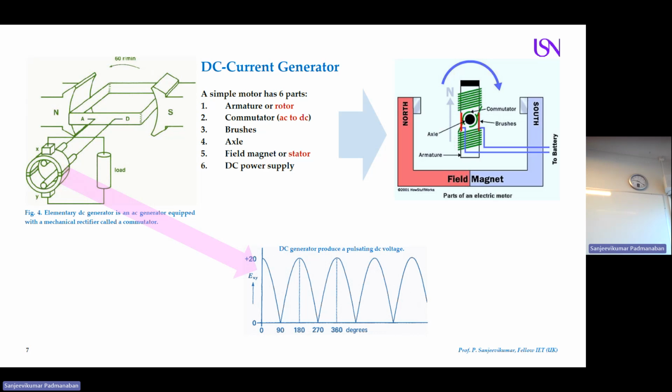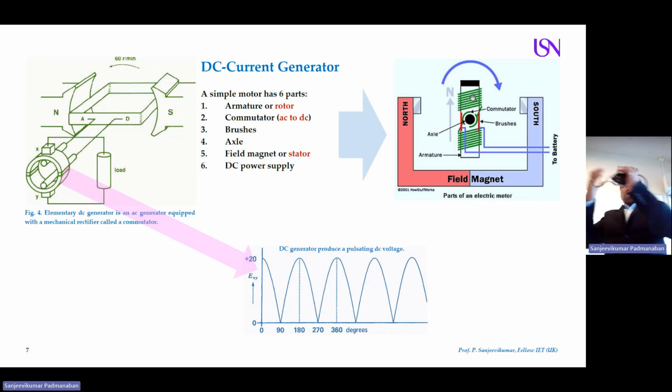So the commutator, what is the purpose? It converts AC to DC or DC to AC, depending on the application of your DC machine. Then we have brushes. I showed you the brushes, X and Y, which are the output of your DC machine. One is plus, another is minus. Then we have the axle. What is the axle? This is the axle, the shaft. This is your commutator, and X and Y are your brushes.